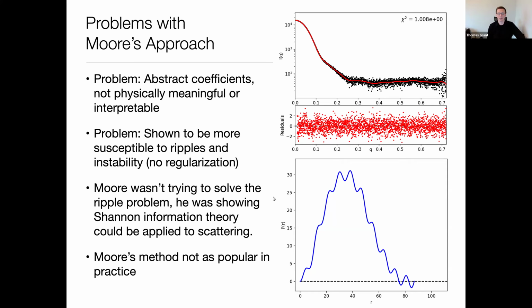So the reason for this was that Moore wasn't really trying to solve the smoothness problem of the P of R curve. He was really just attempting to show how information theory could be applied to scattering and get rigorous error estimates from those parameters that we get from them. So in practice, his method ended up not being as popular. There wasn't a nice piece of software that people could use like there was with GNOME. So GNOME was the one that really became popular.